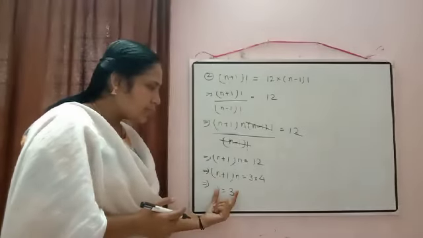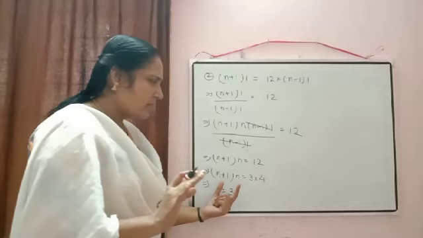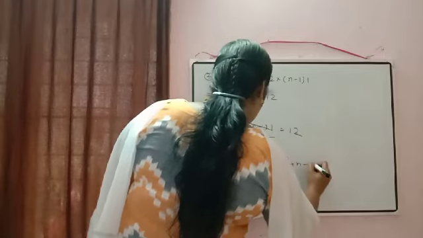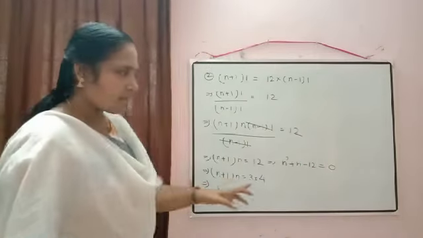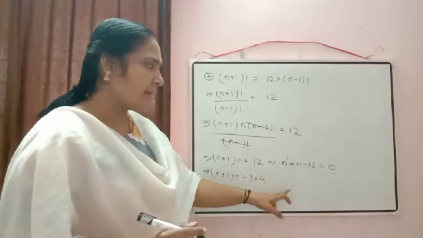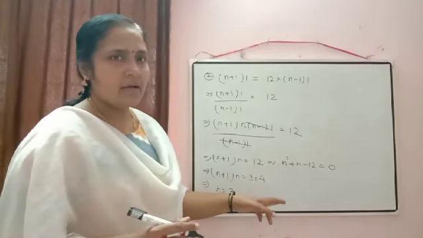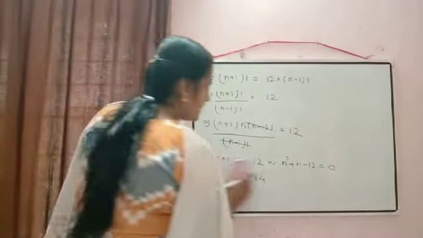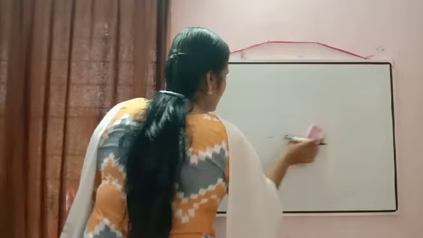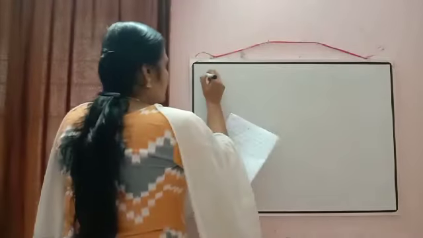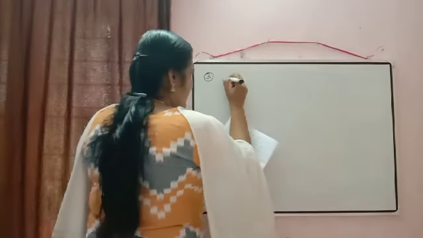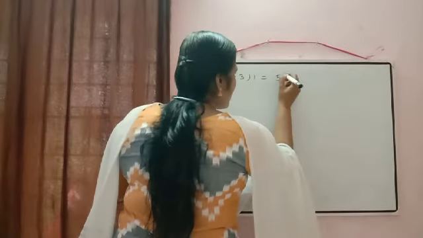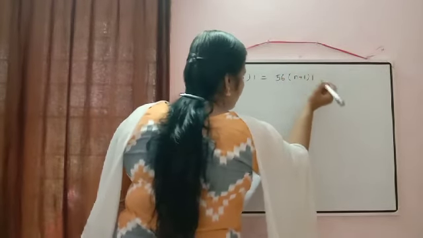Clear? If this concept is not clear to you, don't go for this concept. You can just multiply here. Then it will be equal to n square plus n minus 12 is equal to 0. So you can solve the quadratic equation either by factorization method or by using quadratic formula. It depends on you there. I explained both the methods. Now which one is easy for you, you can use. Now in the same way we are going to do the third question. Third question is n plus 3 factorial is equal to 56 into n plus 1 factorial.